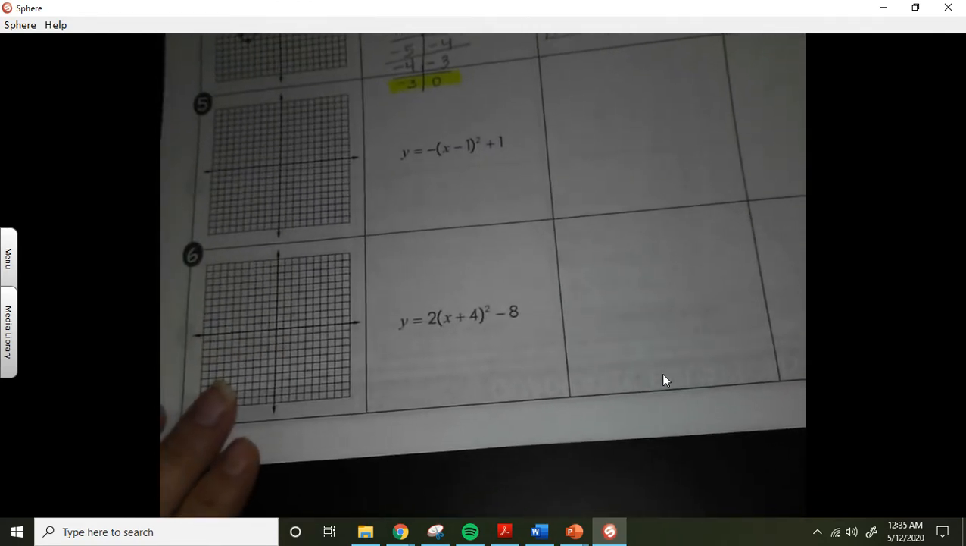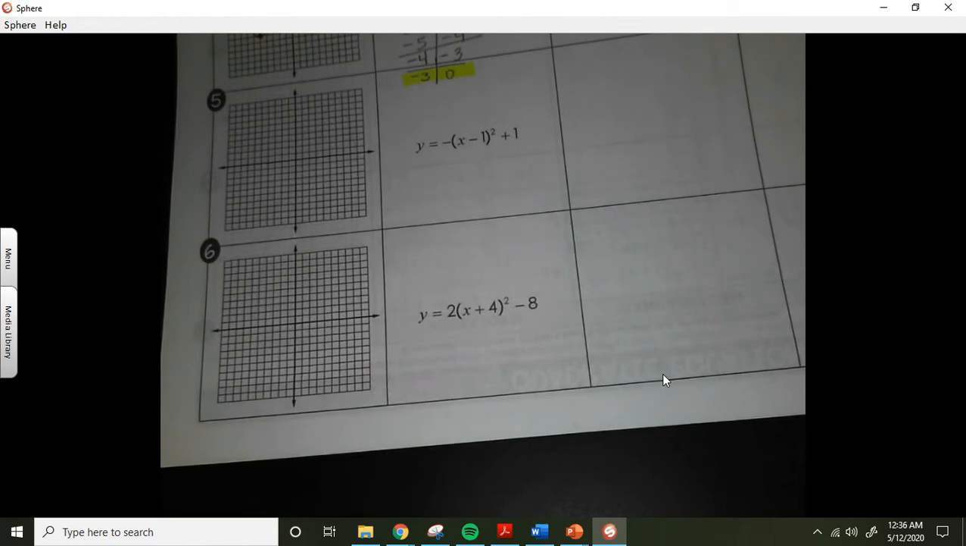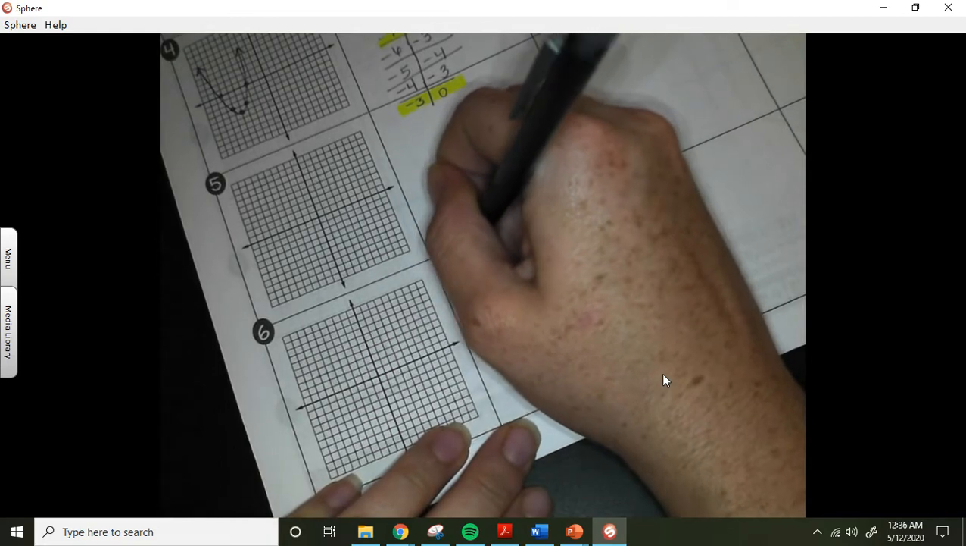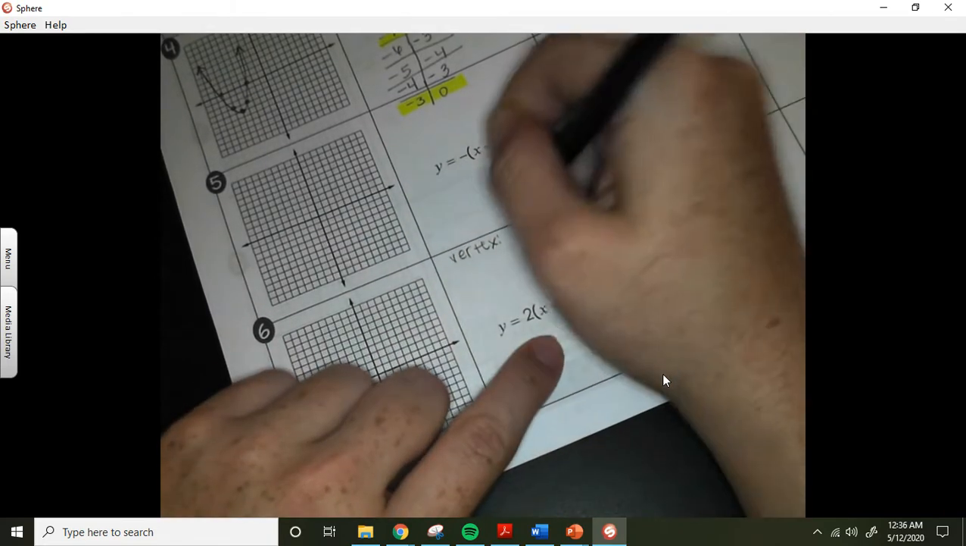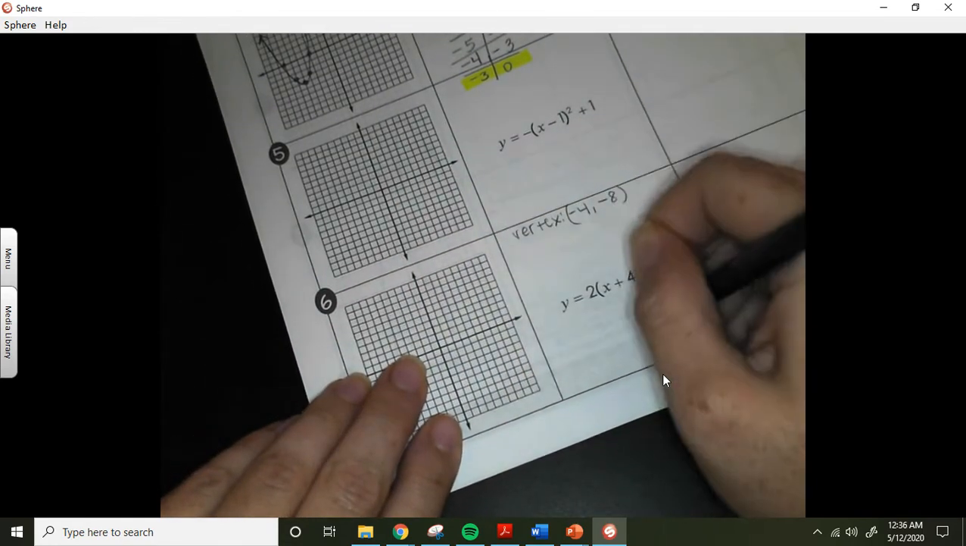Okay, so let's look at number 6. This one has a stretch or a compression. Which one do you think? Well, since this is greater than 1, that means that this is going to be a stretch. It's going to be a longer graph than normal. So let's figure out what our vertex is. Our vertex is negative 4, negative 8. And let's do our little table.